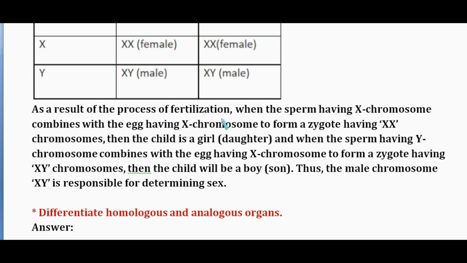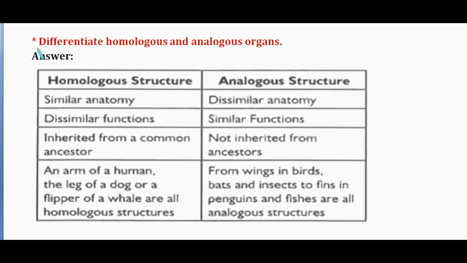As a result of the process of fertilization, when the sperm having an X chromosome combines with the egg having an X chromosome to form a zygote having XX chromosomes, then the child is a girl, a daughter. And when the sperm having a Y chromosome combines with the egg having an X chromosome to form a zygote having XY chromosomes, then the child will be a boy. Thus, the male chromosome XY is responsible for determining the sex.